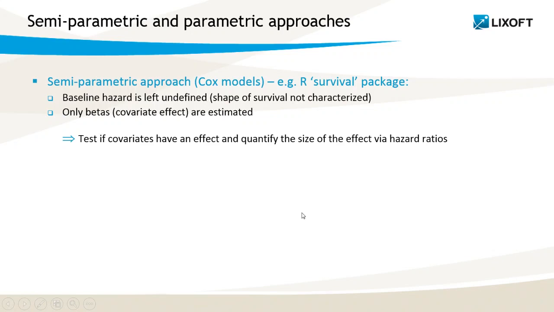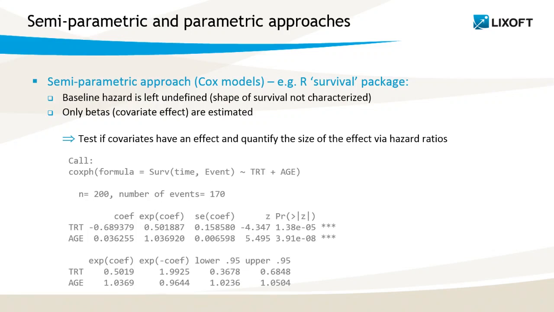It is in particular possible to test if covariates have an effect on the survival and also to quantify the size of this effect. If I reuse the same example dataset with age and treatment, the Cox model approach in the survival package would give me the estimated betas that are called coefficients for the treatment and age, as well as the exponential of the betas and the confidence intervals. The confidence intervals are calculated using this formula with the estimated beta and the standard error.